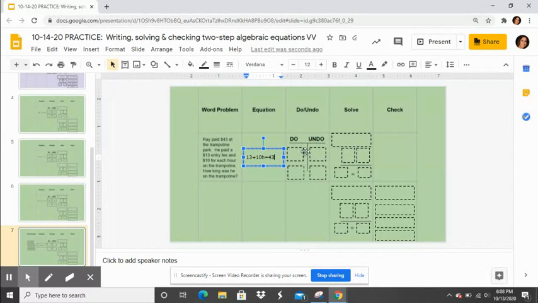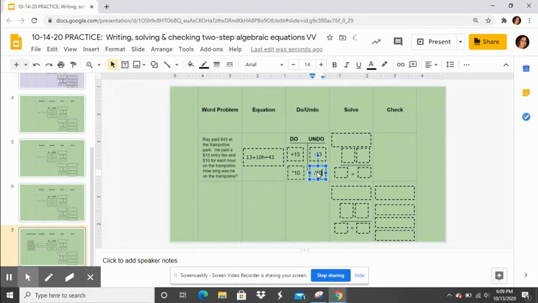So if that's my equation, my first do is the constant, the number that's not directly with the variable, and that's the 13. That's a positive 13. So the undo would be subtracting 13. And the last do and undo would be the multiplying with the 10. So the undo would be dividing by 10.